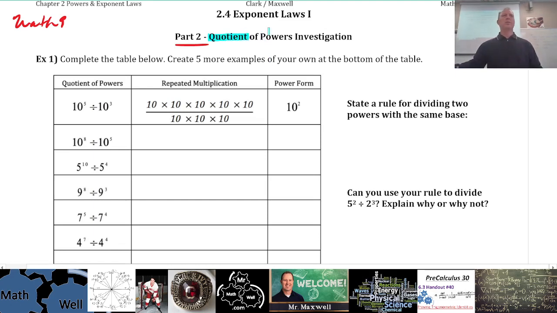Do you know what quotient means? Division. Quotient means the result you get when you divide. Product is the result you get when you multiply, right? All right, so let's fill out this chart.